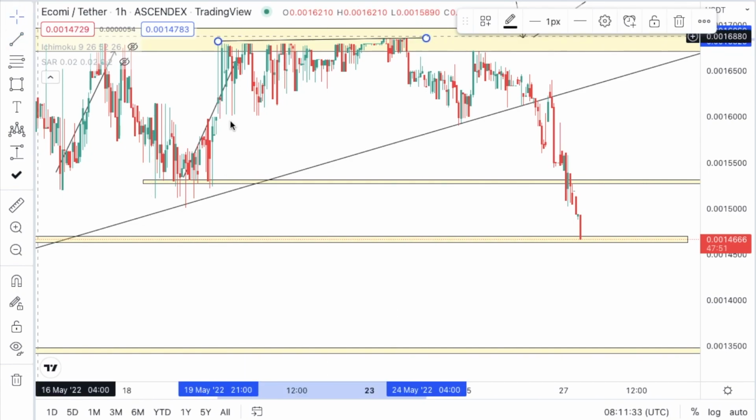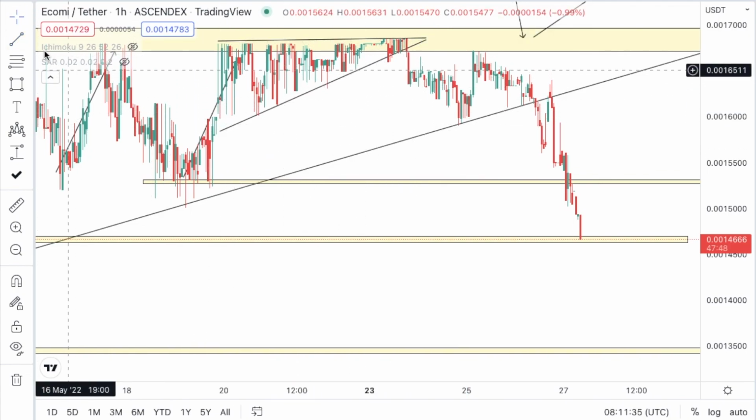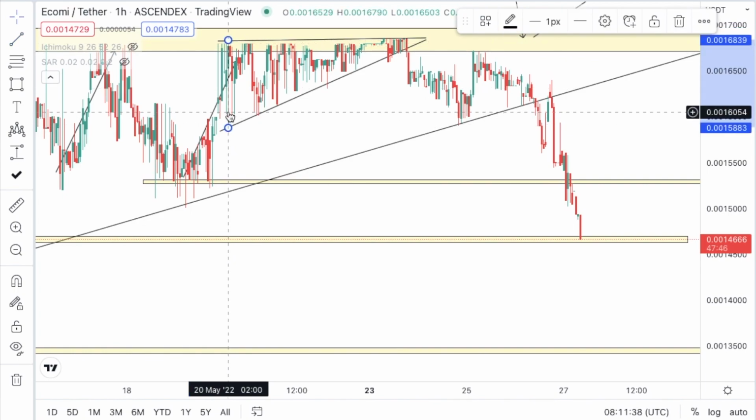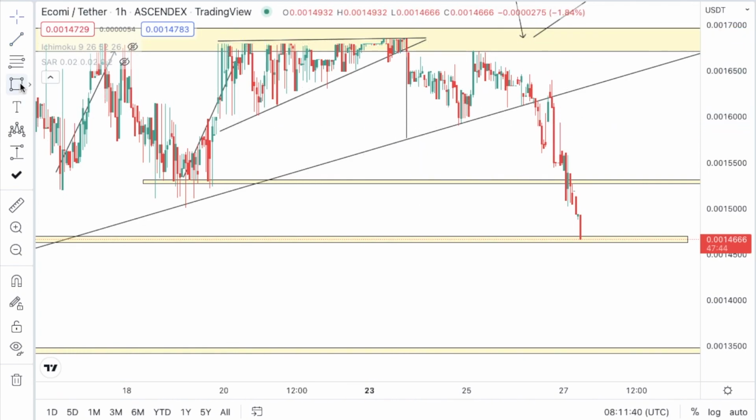So right here, we had the same pattern, ascending triangle, and as you guys can see, price broke out. Let's look at this exact breakout, see where it went. Look at that, not a coincidence. It went towards the trend line. Great. This was a great time.